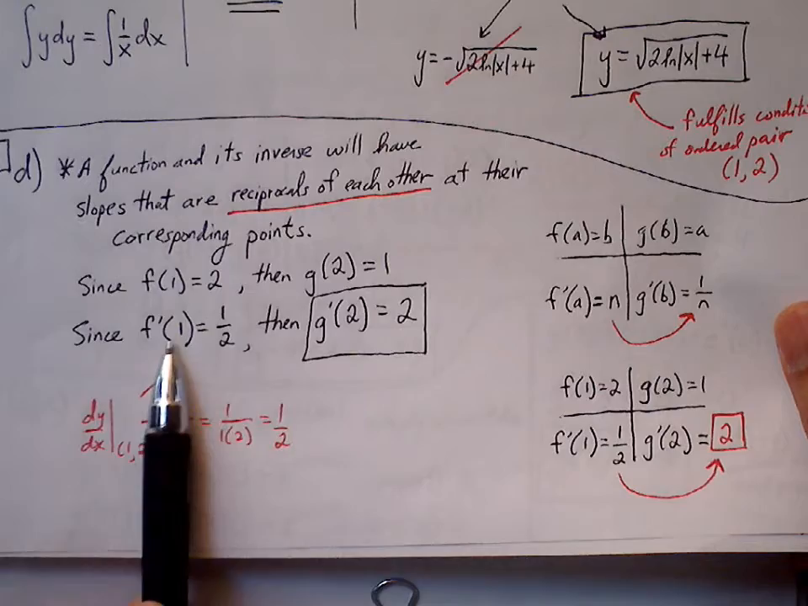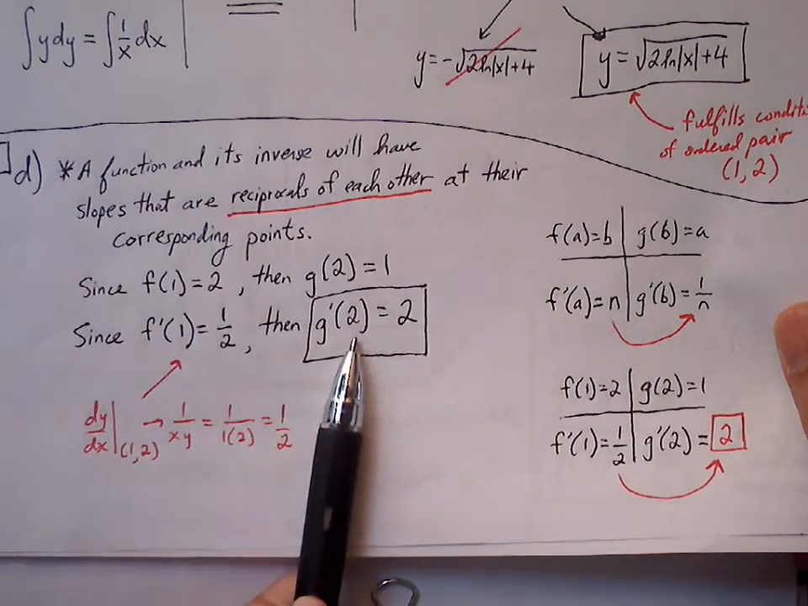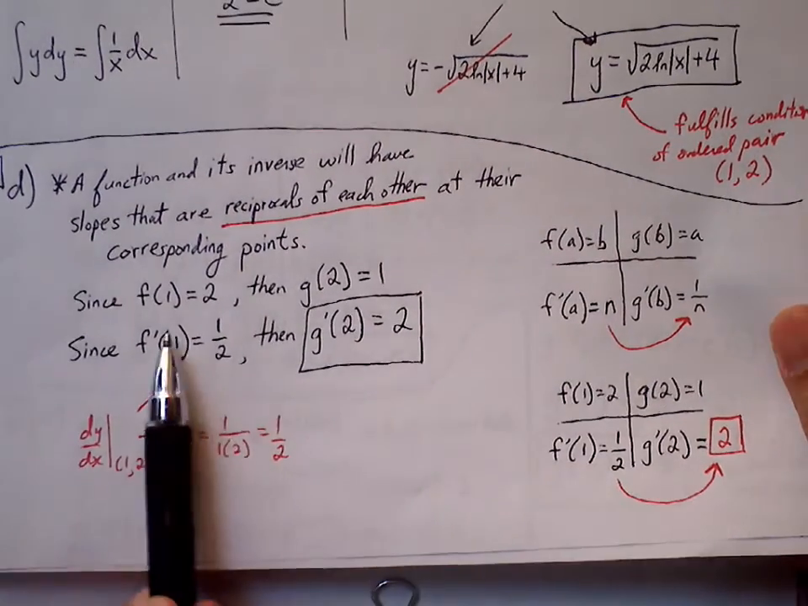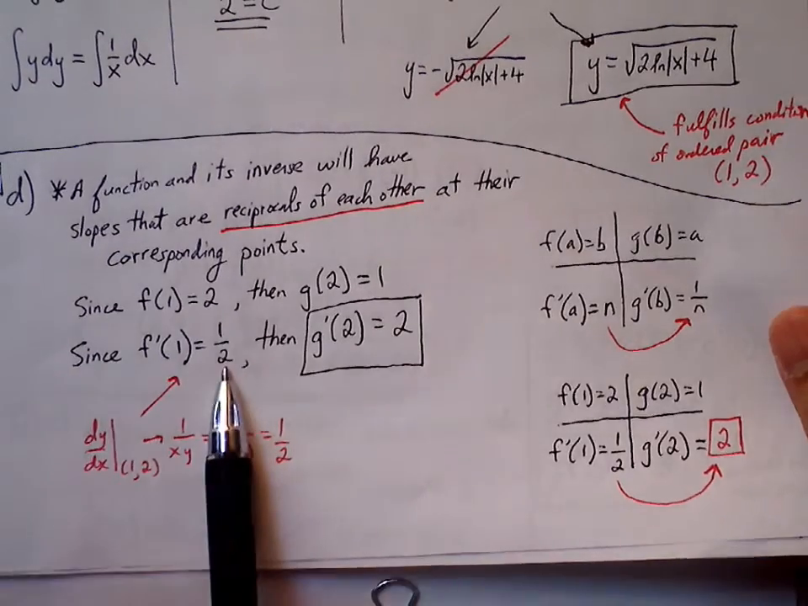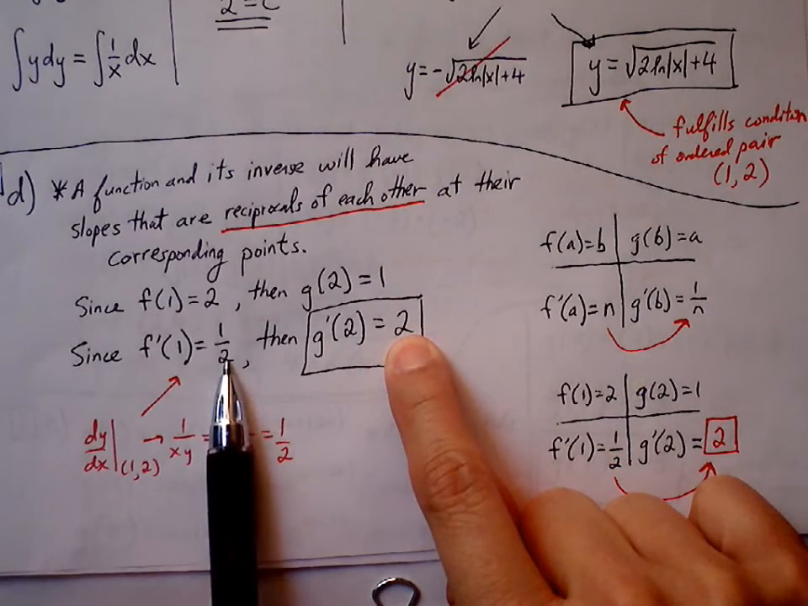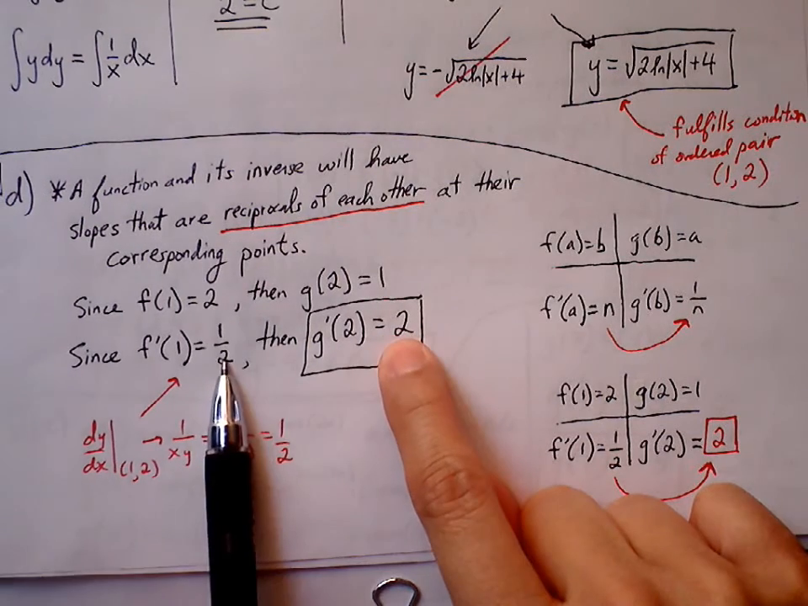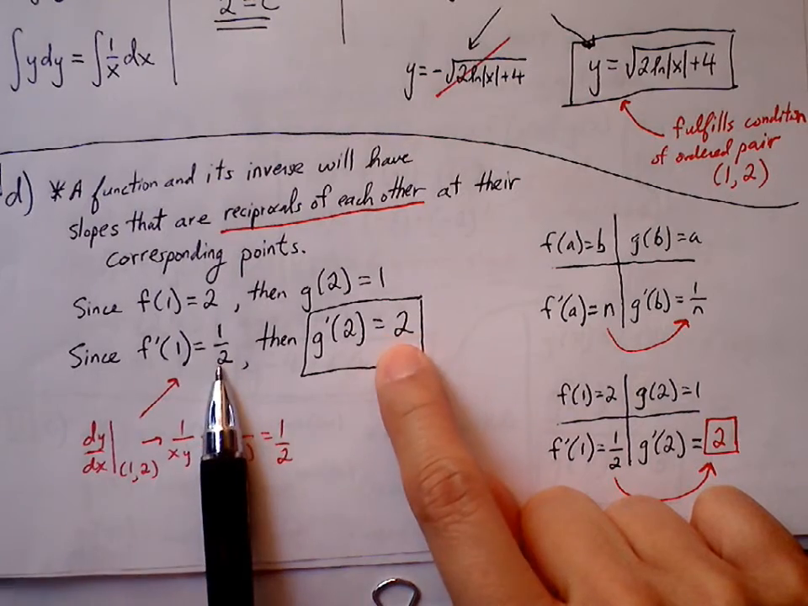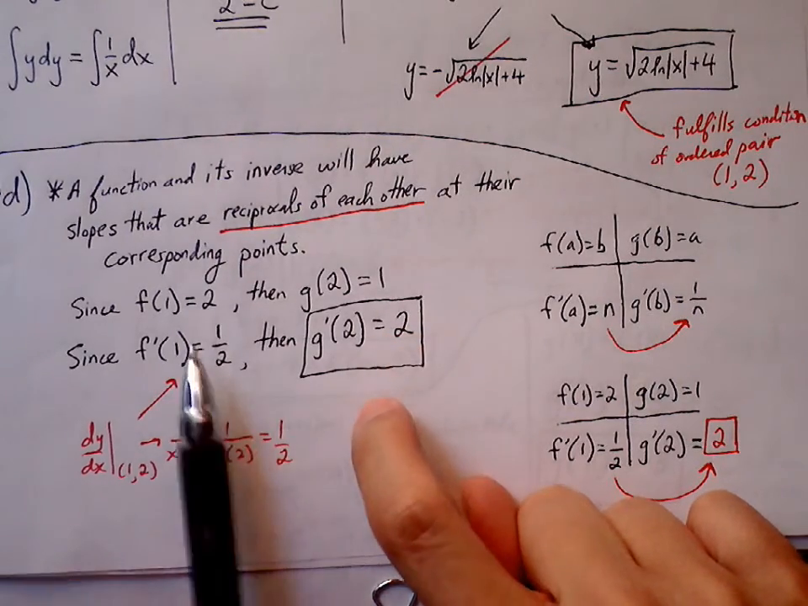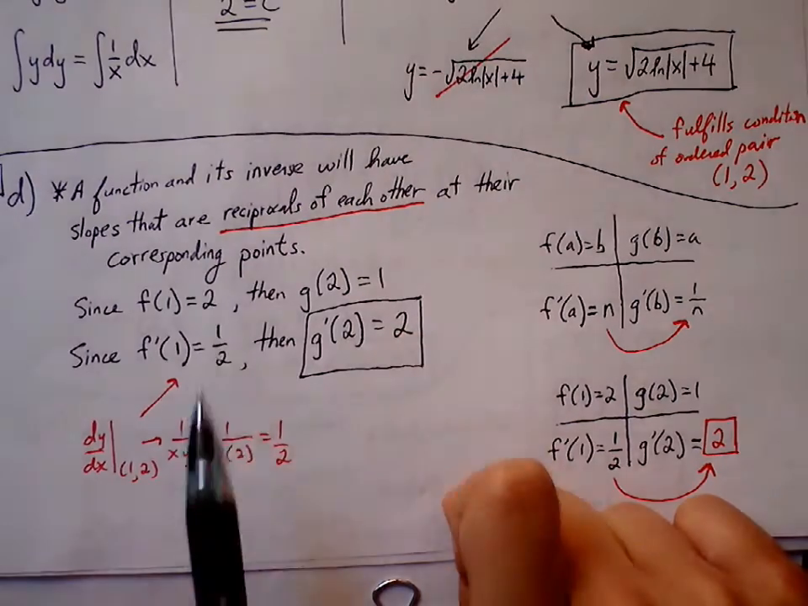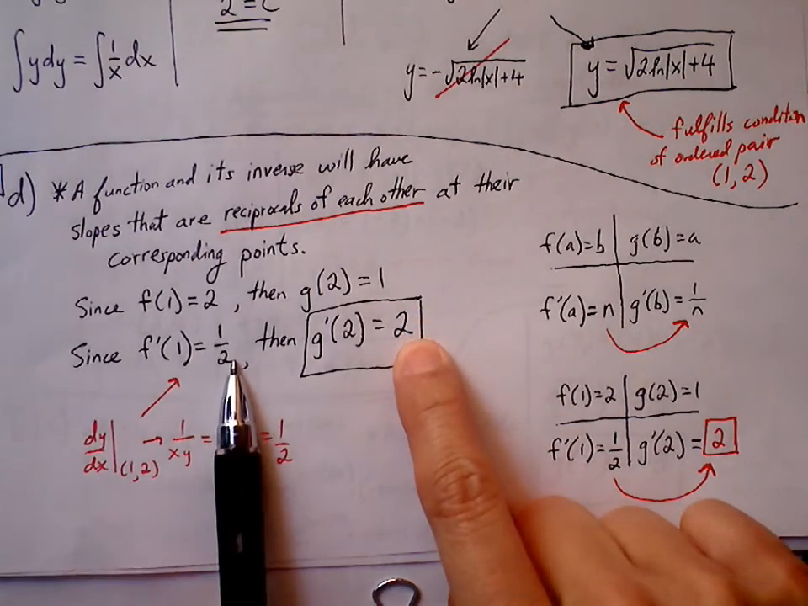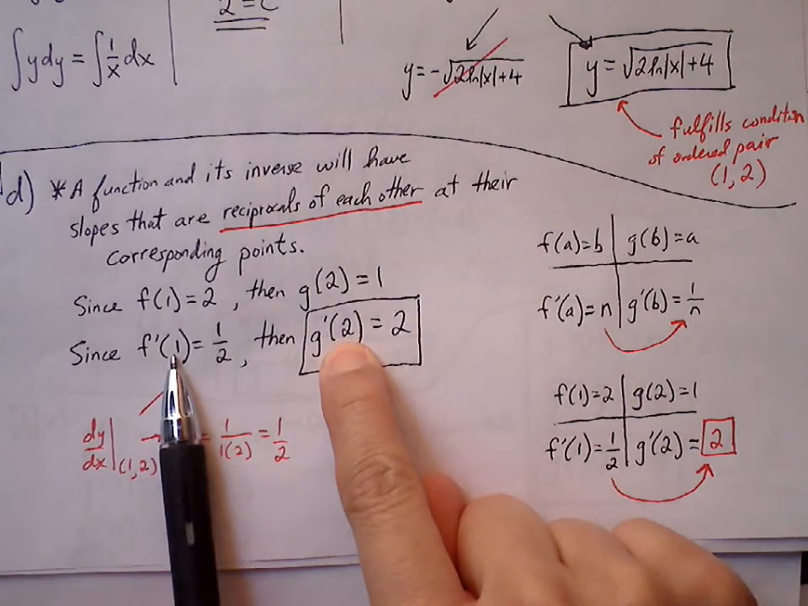So if the slope of the f graph is 1/2, then the slope of the g graph at 2, which is the corresponding point we've established, must be the reciprocal of that number. Okay, so just flip that number around, 1/2 becomes 2. Just make sure that you're always keeping the same signs, that you're not changing the signs. And so if this was 3, this will become 1/3. If this was 2/3, this will be 3/2. Okay, and they're going to be at their corresponding points.